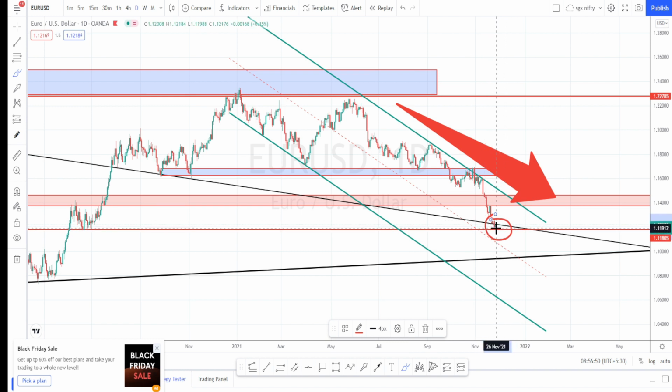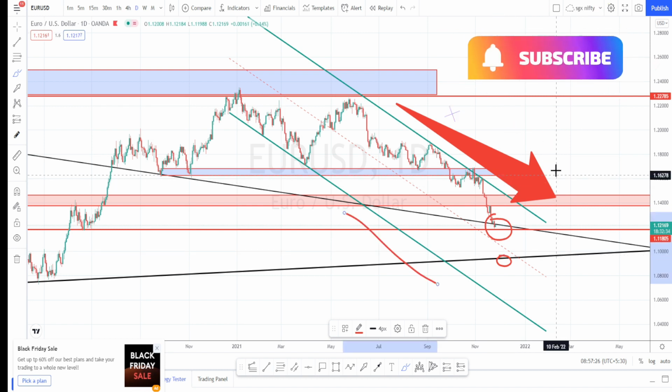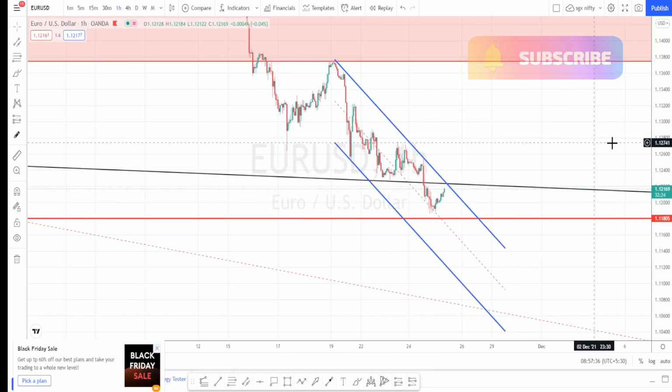So both of these are holding the market from falling further, but if it breaches this level, we can expect it to take next level of support at this level, which is around 1.096693. Let us do the analysis in hourly time frame. So I'm in hourly time frame now.